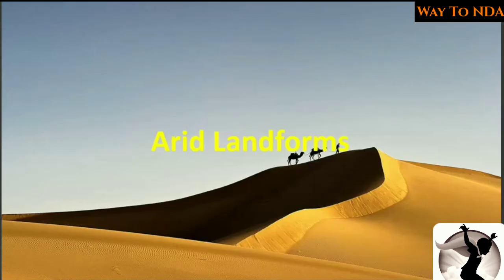In this lecture we are going to study the arid landforms. Arid landforms are the landforms which are formed in an area where the precipitation is low, that means the rain is low and the evaporation is high. These areas are called arid areas, and the landforms which are formed in these areas are called arid landforms.